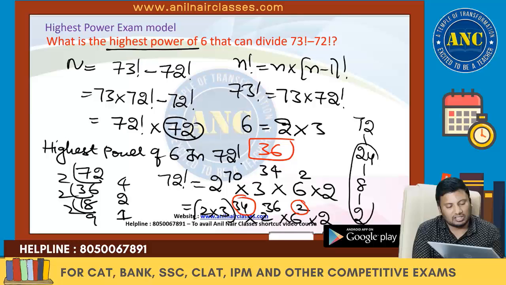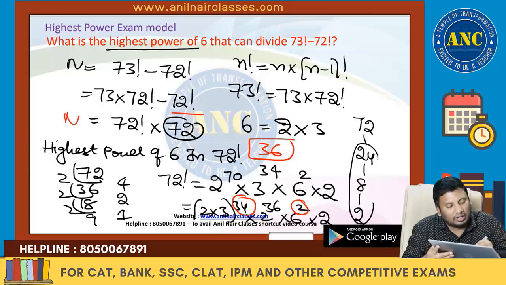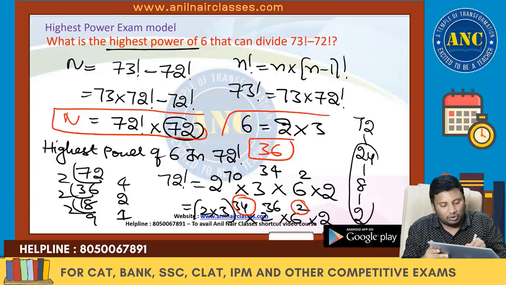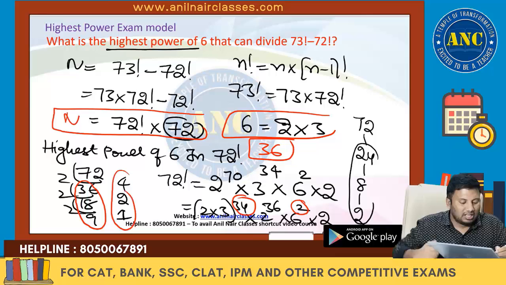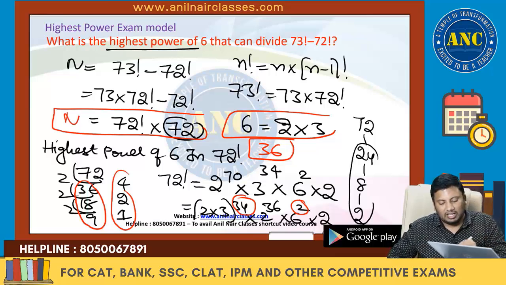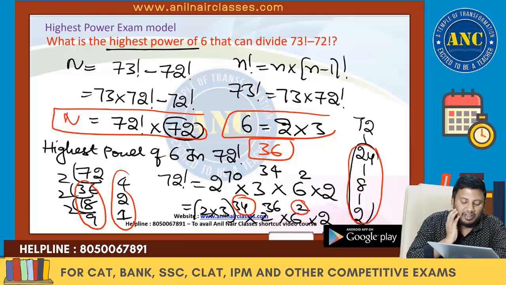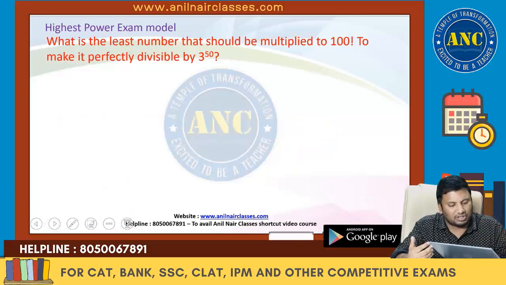73 factorial is 73 into 72 factorial minus 72 factorial. So it is 72 factorial into 72. 6 is 2 into 3. For 2, how much did we get? 36, 18, 9, 4, 2, 1: 54, 63, 67, 69, 70. For 3, how much did we get? 24, 8, 2: 34. And 72 is 6 square into 2. Easy one, just a previous year examination question.